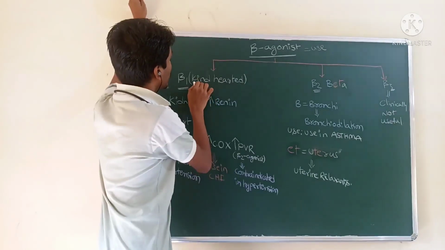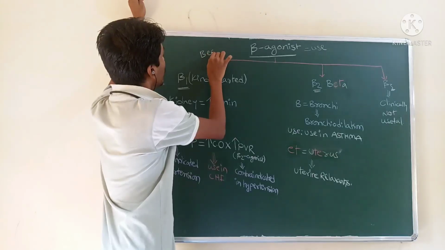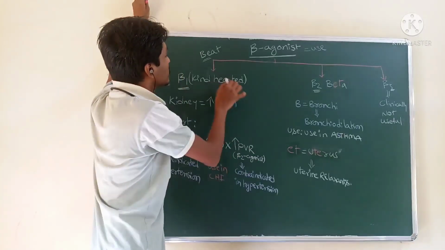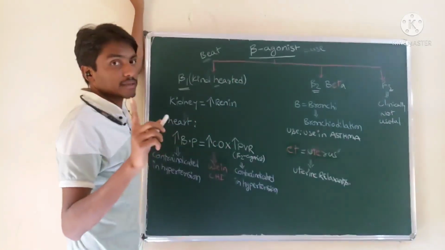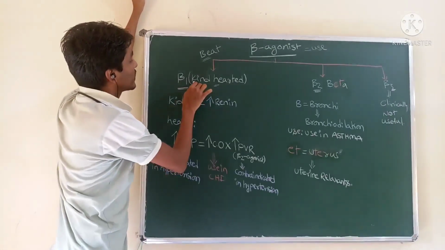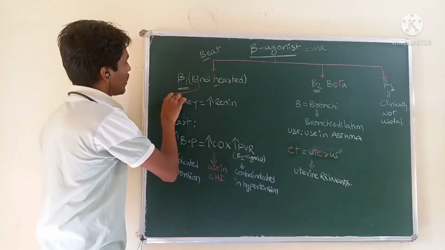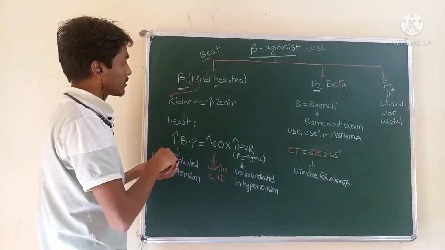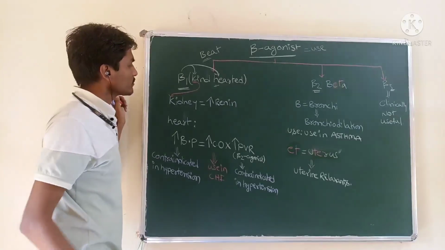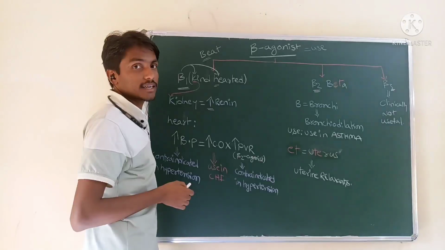Beta 1 receptor is majorly present on the heart. Beta 1 is nothing but beat, heartbeat. What kind of heart? Kind-hearted. And K is nothing but kidney. So the beta 1 receptor is present on the kidney and on the heart. If present on the kidney, it will increase the release of renin secretion.